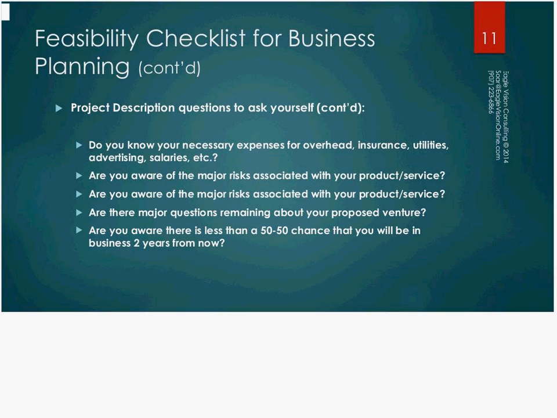Okay, description, we're continuing on, which is your necessary expenses, or your overhead: insurance, utilities, advertising, salaries, any kind of licensing fees or registration fees, those kinds of things that you may need for your business. There are the major costs associated with your product, your service, your inventory. Also, major risks associated with your product or service. There are major questions remaining about your proposed venture.